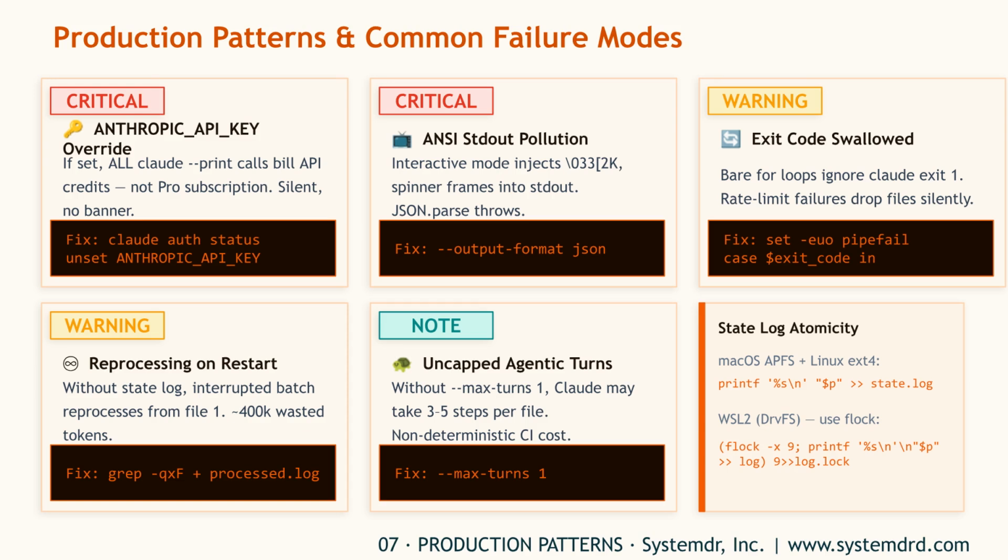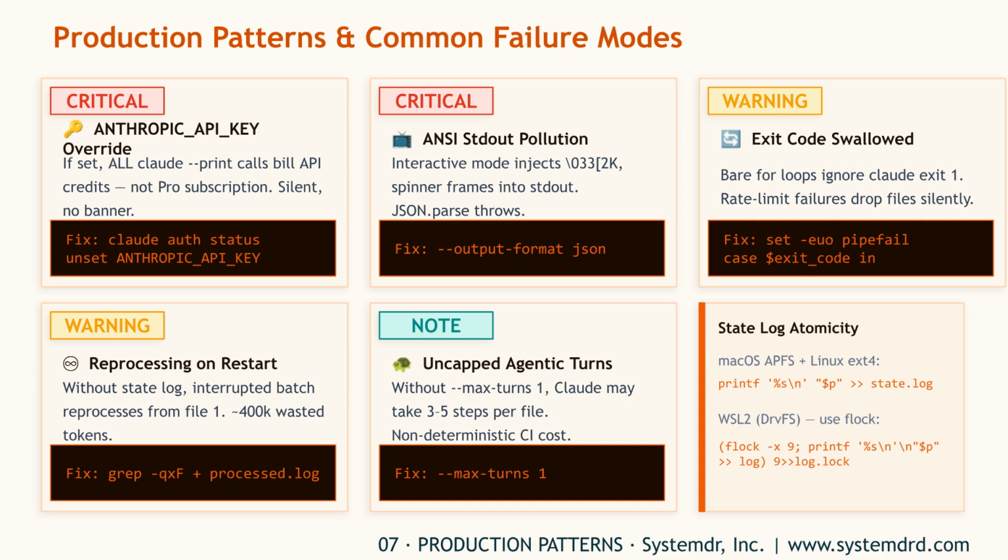Top left, critical, Anthropic API key override. This is the most expensive surprise. If this environment variable is set in your shell, left over from a Module 8 experiment or copied from a .env file, every single Claude invocation silently routes from your flat Pro subscription to per token API billing. There is no banner, there is no warning. The output is identical. You discover it when the invoice arrives. Run Claude auth status before every batch session.